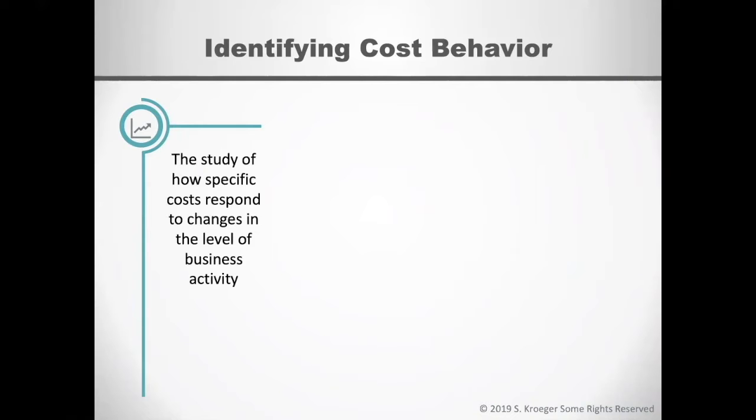For example, it could be units produced in a manufacturing company. In a hotel, the business activity could be rooms occupied. For retail businesses, it could be the number of sales made. Here at OCC, our business activity could be classes taught or even students enrolled.